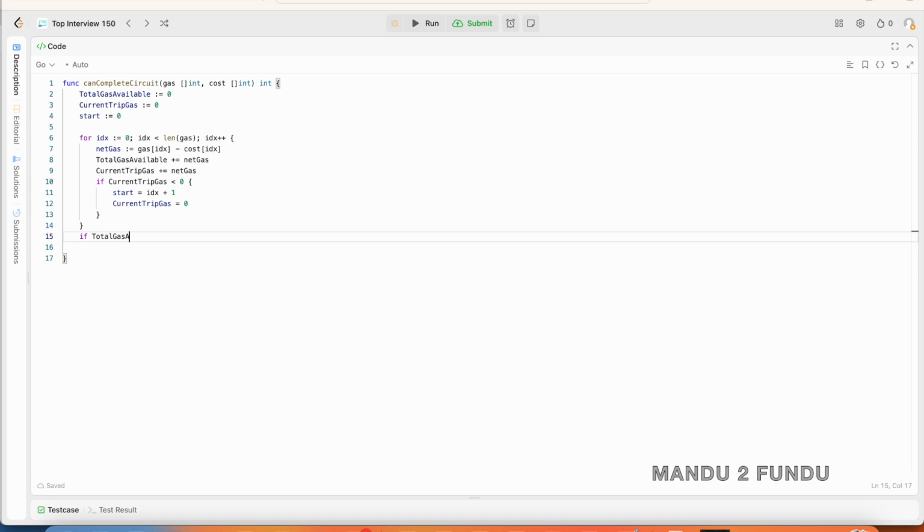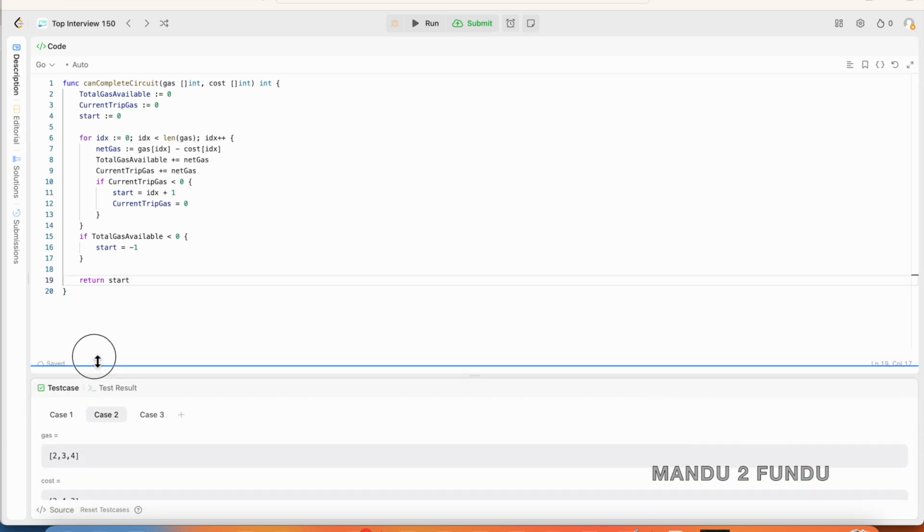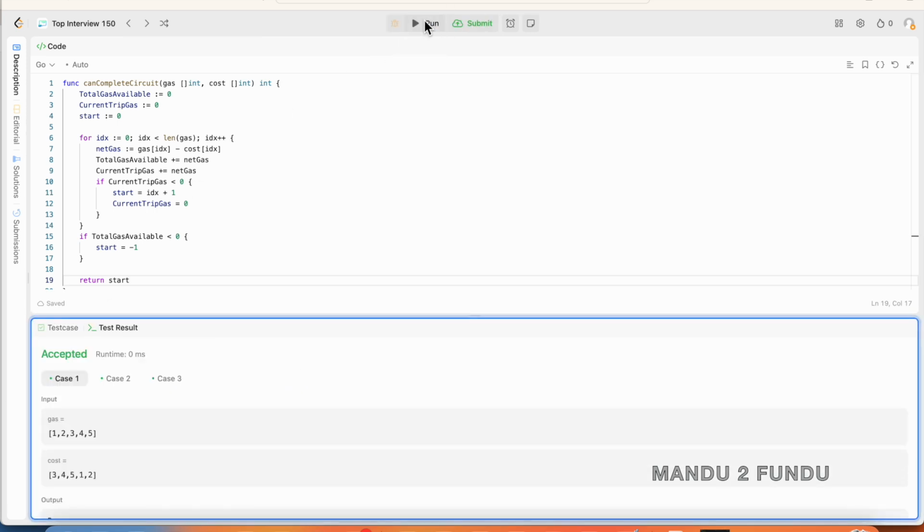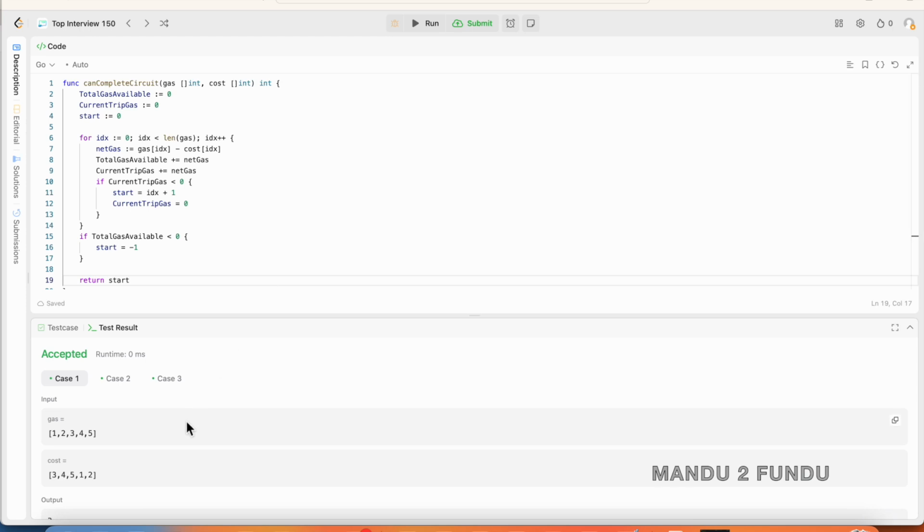At the end of the loop, I check whether the total gas available is greater than or equal to 0. If it is less than 0, that means the total amount of gas available is not sufficient to move around. So I set the start variable with -1 and finally I return the start. Next I'm going to run the test cases. All the tests passed.